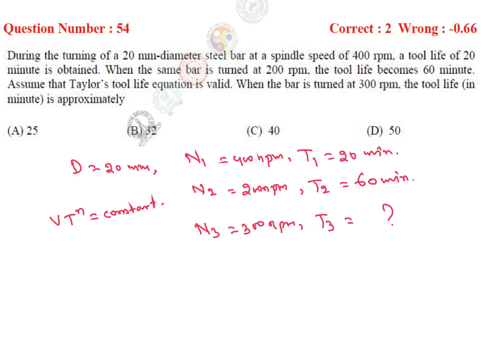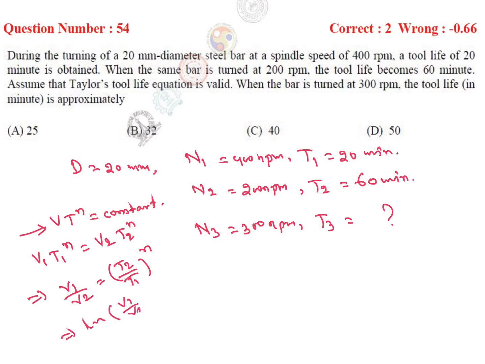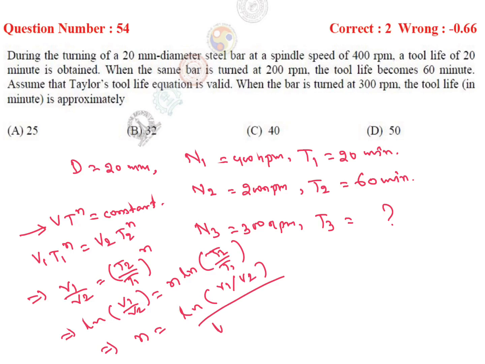So first the n value we have to calculate. From Taylor's tool life equation, V1 T1 to the power n equal to V2 T2 to the power n. So V1 by V2 equal to T2 by T1 whole to the power n. Taking ln, n equal to ln (V1 by V2) divided by ln (T2 by T1). So put the values.